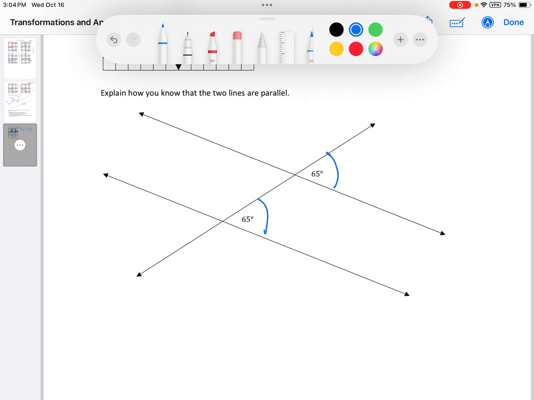Well, we notice that this angle and this angle are congruent, right? And those 2 angles are corresponding. And remember, it's an if and only if situation. So if these 2 are congruent, if 2 corresponding angles are congruent, therefore those 2 lines must be parallel. So how do we know that they are parallel? Corresponding angles are congruent.